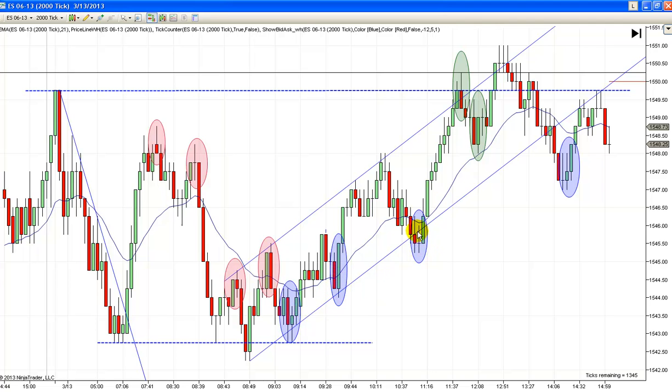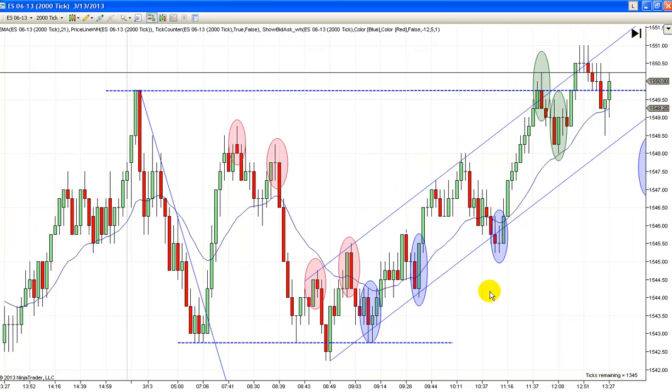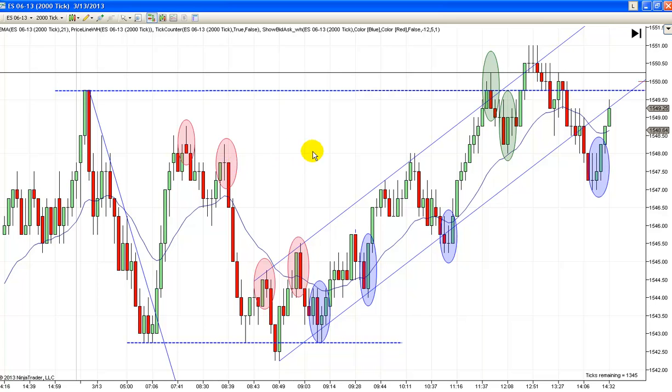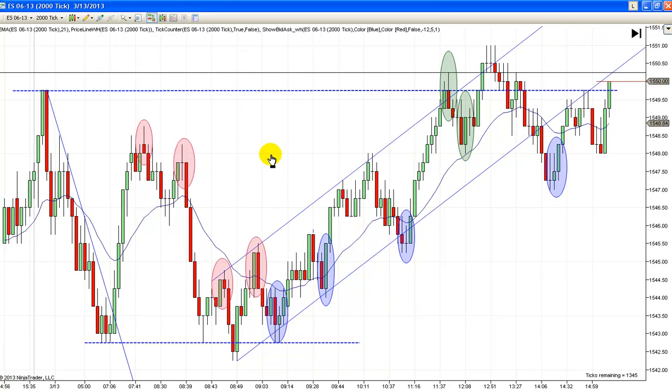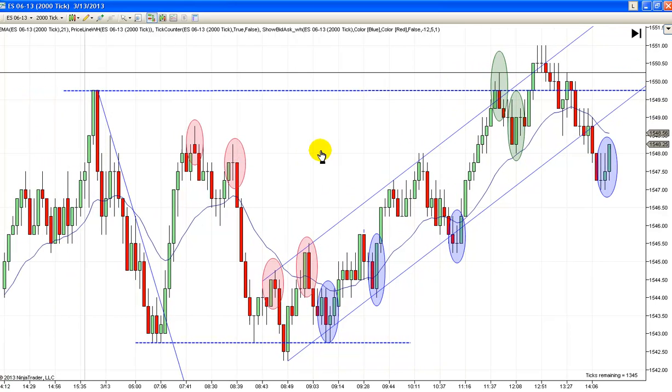At least that's where your stop's going to go. Sometimes your signal bar might be like this bar right here. It's an inside bar, kind of, but still your stop goes the same place. But I'll point out the signal bar just to help you find it, make it a little bit easier. So let's go back and talk about the first trade.